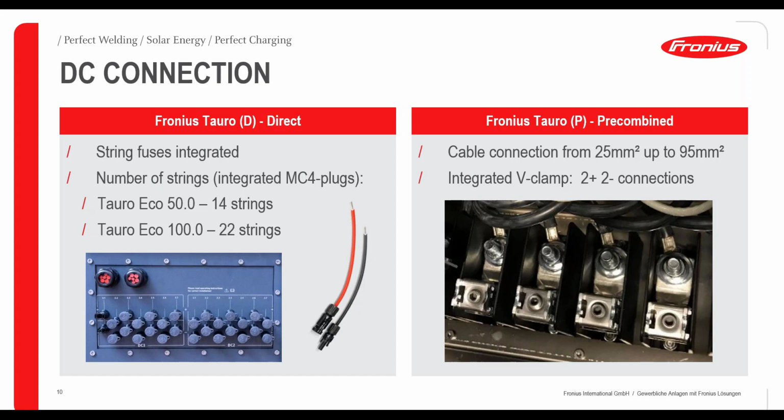That's the first one, on the left side. On the right side, we can see the Fronius Tauro P for pre-combined. It means we don't have MC4 plugs anymore, but big V-clamps where we can connect big DC cables from 25 up to 95 square millimeter. This option is perfect for use in central installations where we are far away from the modules, near the transformer, and have to run long DC cables. For the integrated V-clamps, we have 2 plus and 2 minus connections, so 2 big strings can be connected here. That's the first thing to take into consideration. According to your system topology, you need to choose between one of these DC options of the Fronius Tauro inverter.